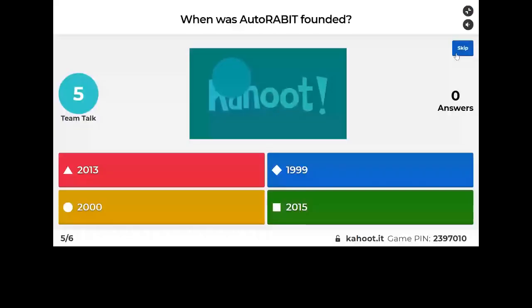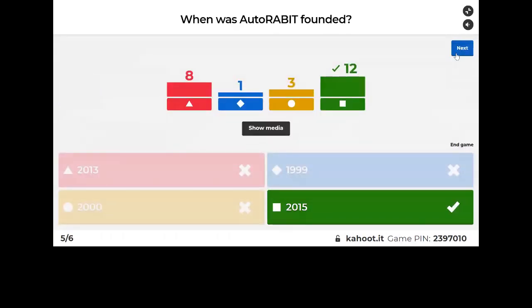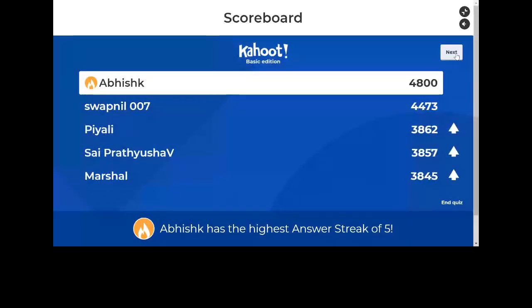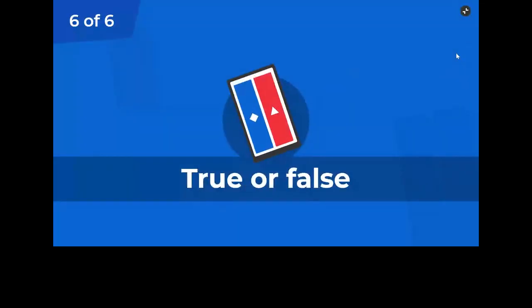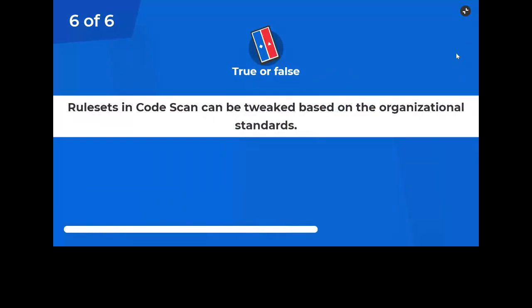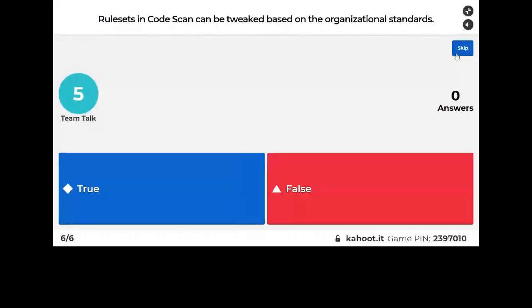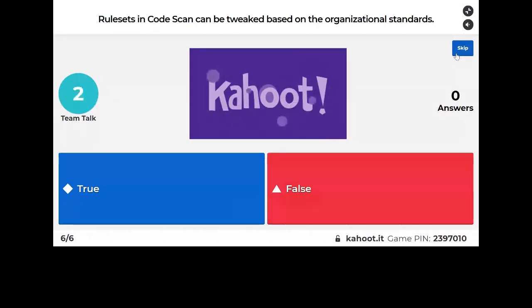When was Autorabit founded? So 12 of them have correct answers. Coming to the scoreboard, Abhishek is on top, Swapnil is second, Piali is third, Sai is fourth, Marshall is fifth. Now the last and the 6th question is: rule set in code scan can be tweaked based on the organization standard.